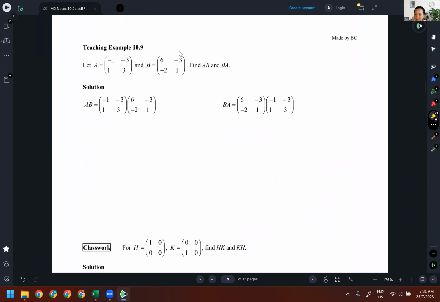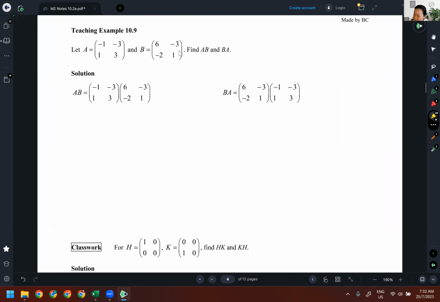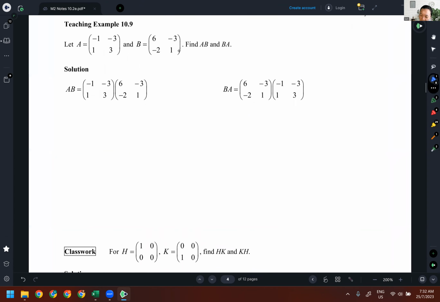The second example. I have 2 by 2 and 2 by 2, A and B. Multiply A to B and B to A. This multiplication, enough space first. So -1 times 6 plus -3 times -2. That's my first value.